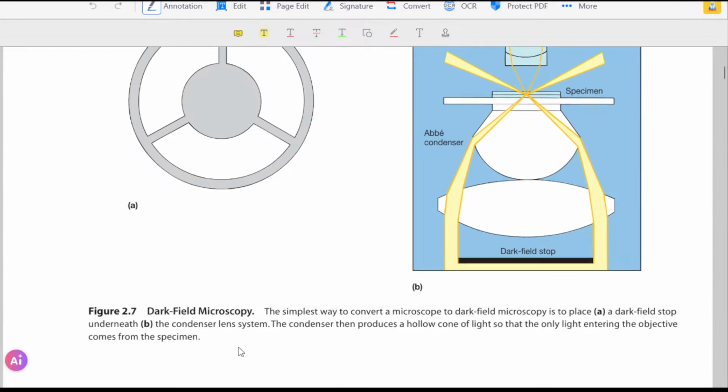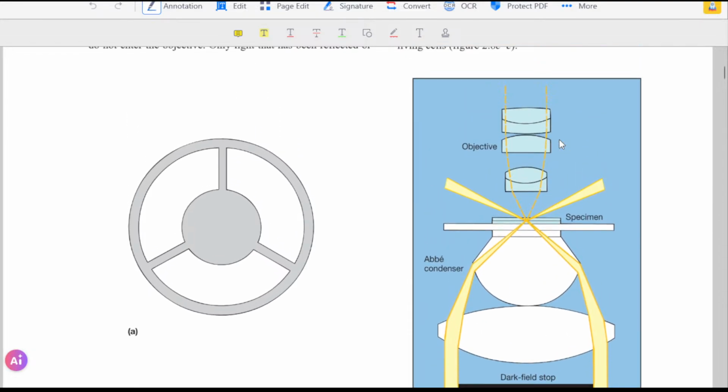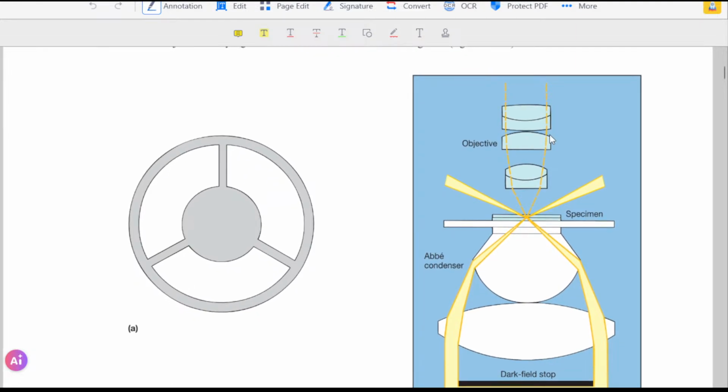So first, let's see the dark field microscope structure. Look at this Abbe condenser, right? Guys, look at this. So this is the specimen. This is the Abbe condenser. This is the dark field stop. An objective. Oh guys, these are lenses, okay? Alright, so this is the collection of the lenses that we use.